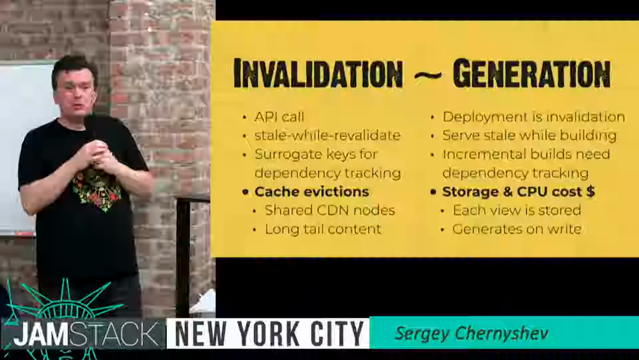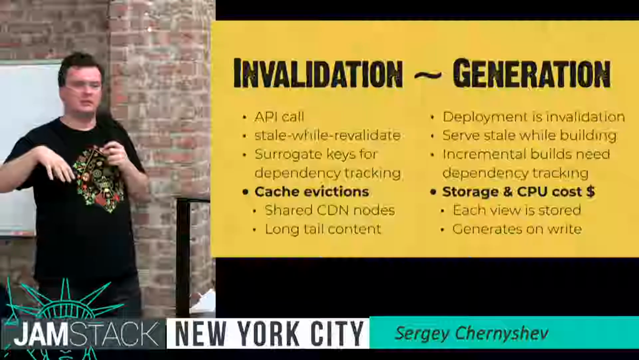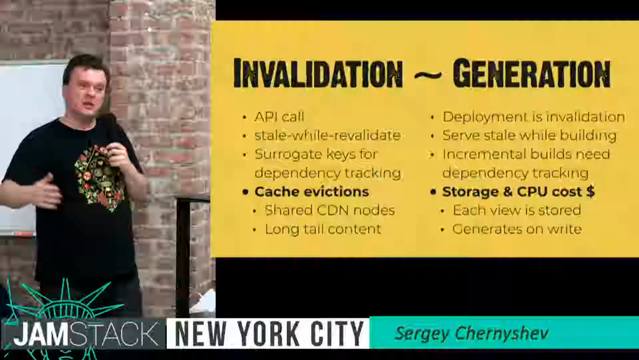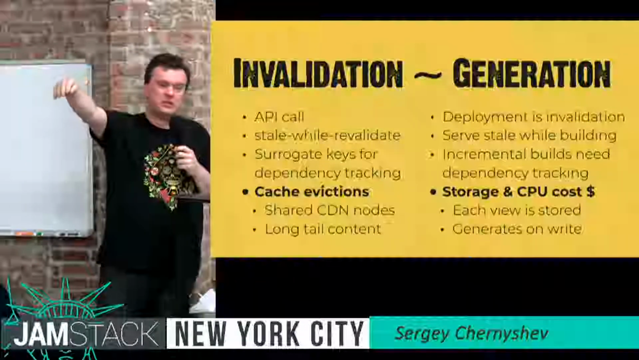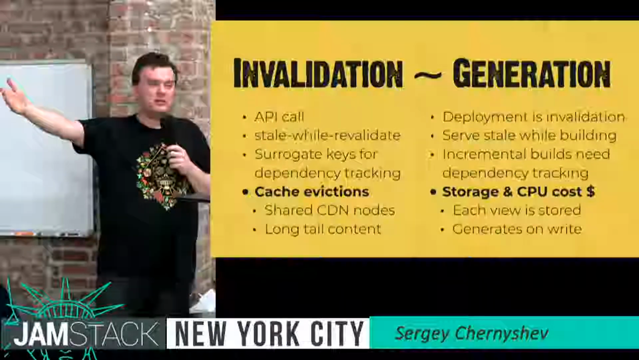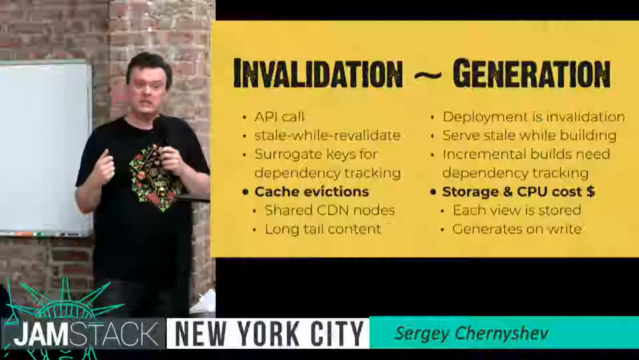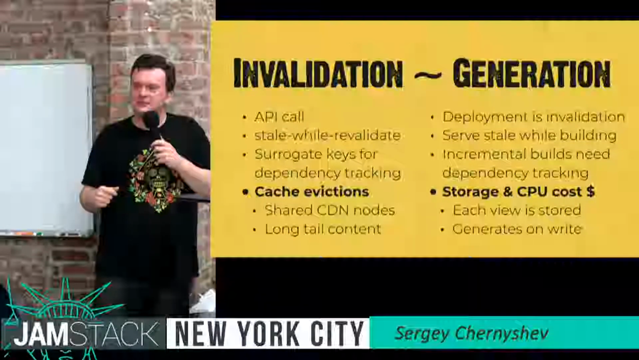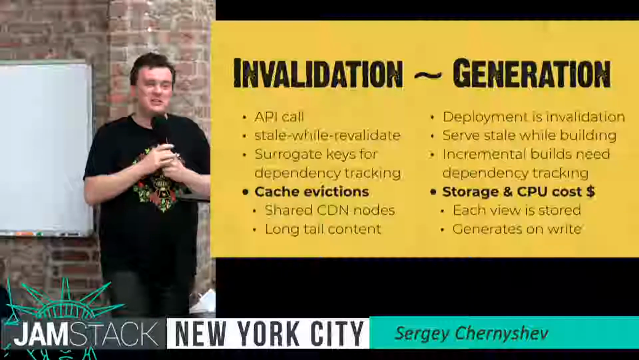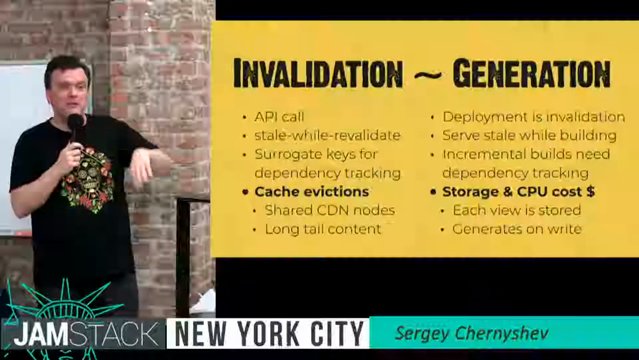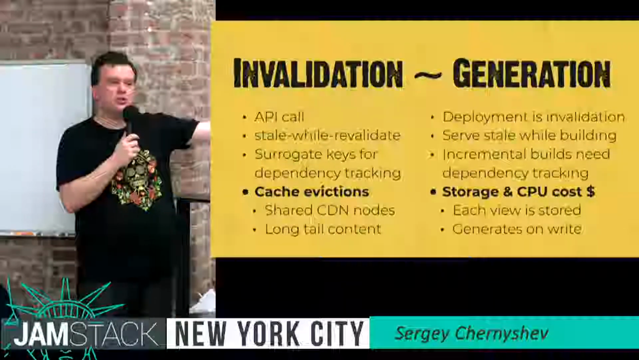But also, you have long tail content, right? Things that are rarely accessed. Among your million pages, the homepage is accessed quite a lot, but some rarely accessed resource is unlikely to survive in the caches for a long time, because those caches are usually LRU caches. Least recently used, that's right. So all of those nodes will evict your rarely used resource, and your hit rate will be very low. It will always go to origin to generate, right?